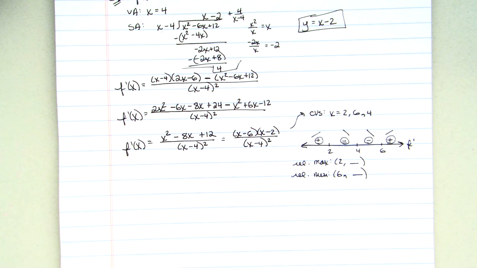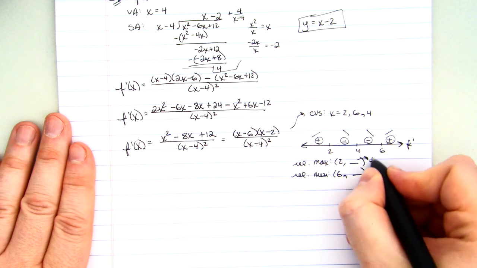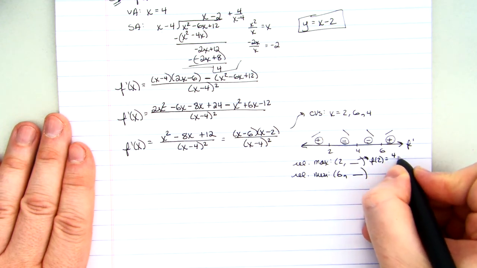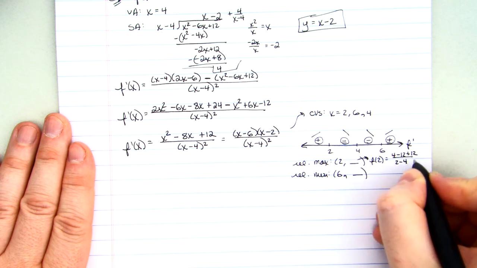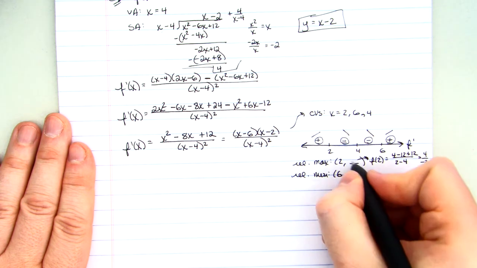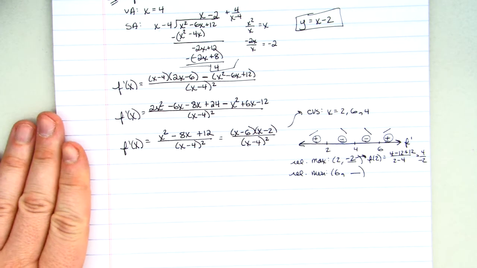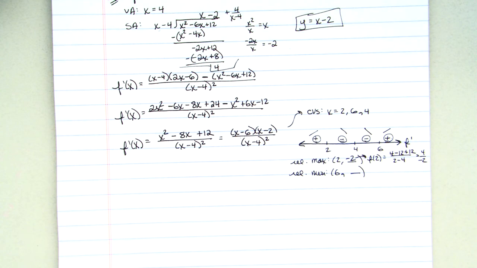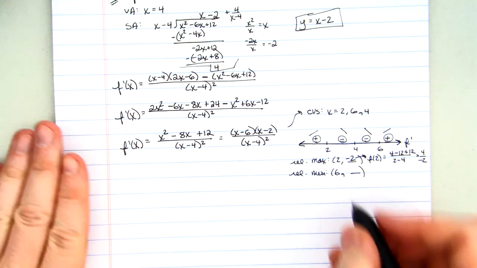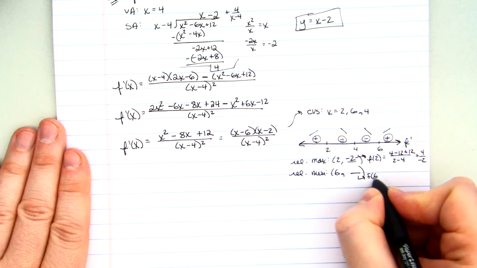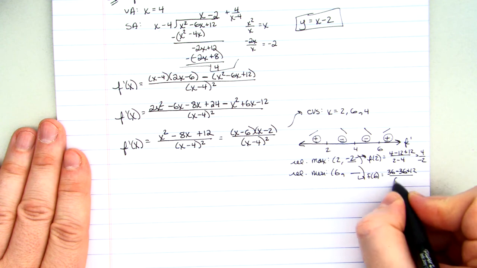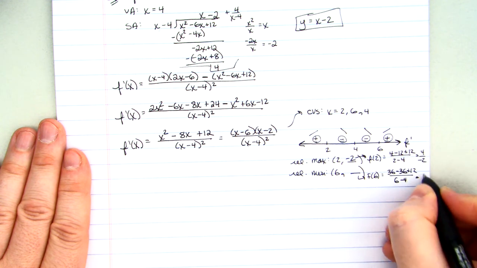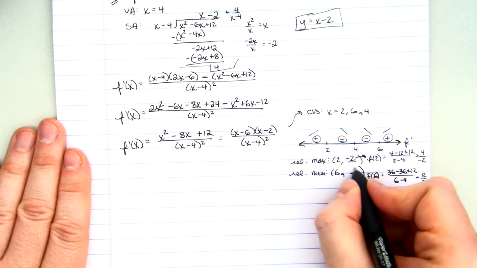What are the coordinates of the relative max? Well, that's f of 2. That means I've got to do 2 squared is 4, minus 12 plus 12, oh that's nice, over 2 minus 4, let's see, 4 over negative 2, I'm getting negative 2 for that coordinate. What are the coordinates of the relative min? 36 minus 36 plus 12 over 6 minus 4. 12 over 2, that is 6.